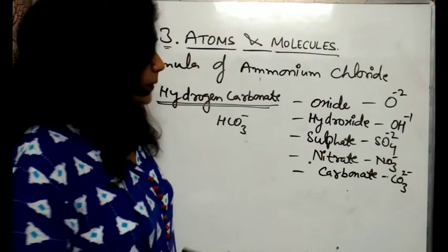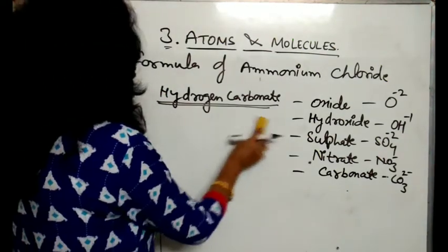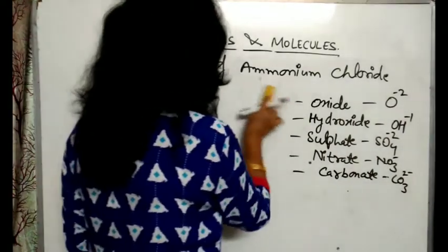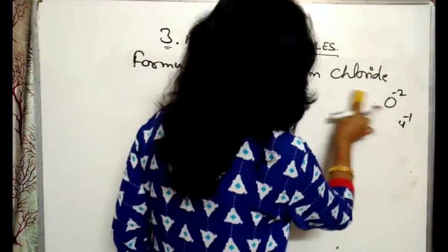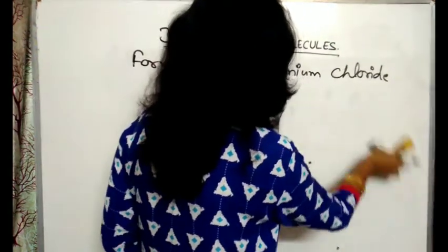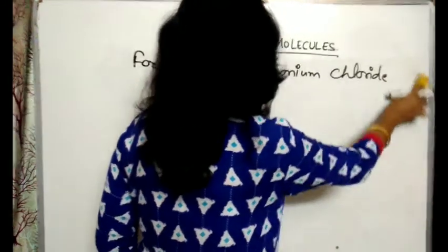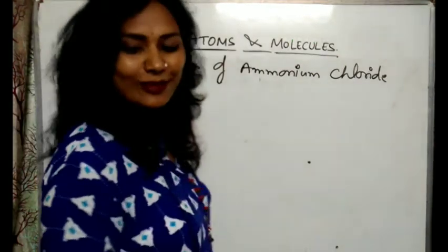Okay, so learn them, then you can easily make the formulas. Otherwise you are not able to make these formulas. So please learn them, have these radicals and their valencies also. These are the polyatomic ions and they have the variable valency also.